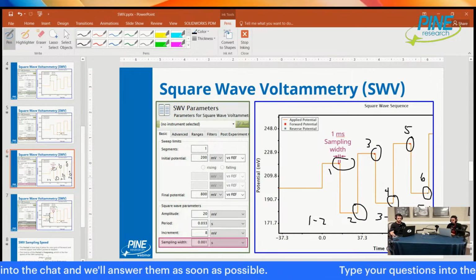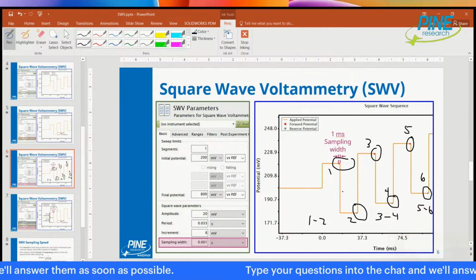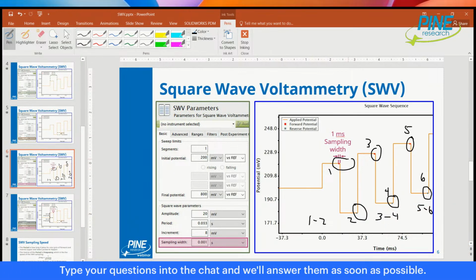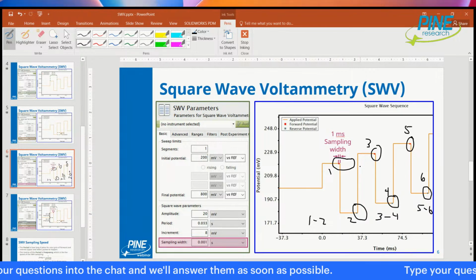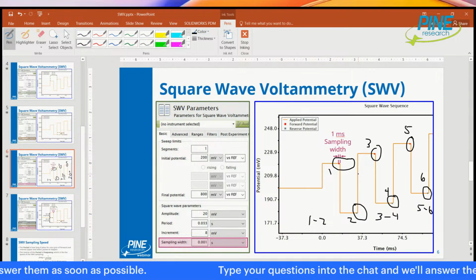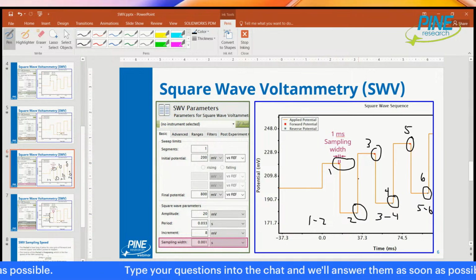So it's a subtractive technique. You're going up and then you're subtracting like a baseline. What this allows you to do, we talked about background current earlier, is basically eliminate background current, background charging.